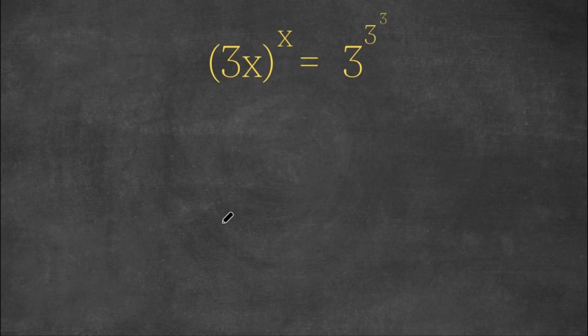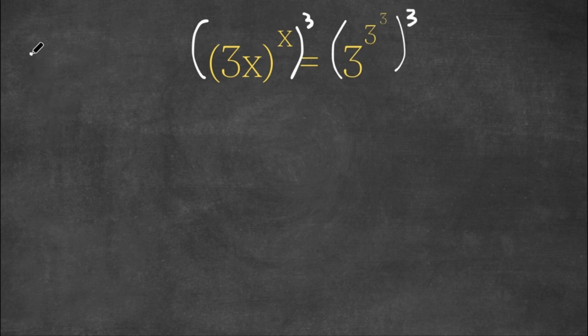In today's video, I'm going to be teaching you guys how to solve this exponential equation. So we have (3x)^x = 3^(3^3). Now, what I'm first going to do is take the power of 3 on both sides. So now we have ((3x)^x)^3 = ((3^(3^3)))^3.